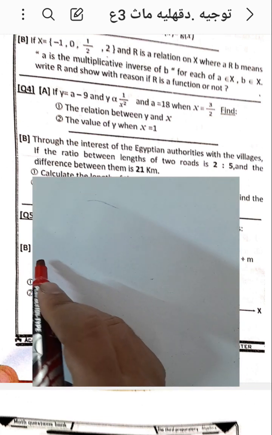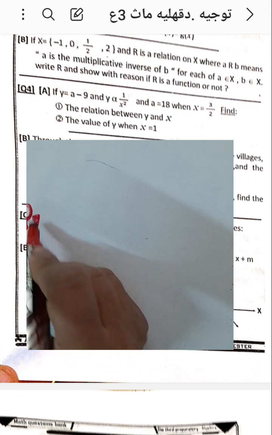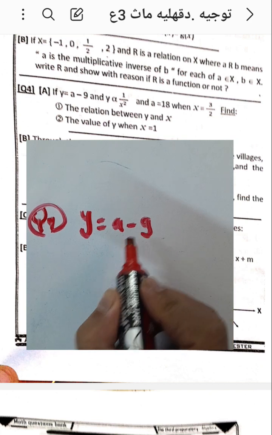Question number 4. If y equals a minus 9 and y equals 1 over x power 2 and a equals 18, when x equals 3 over 2, find the relation between y and x and the value of y when x equals 1. Okay. To solve this example, pay attention with me here. We have a relation between y and a: y equals a minus 9.